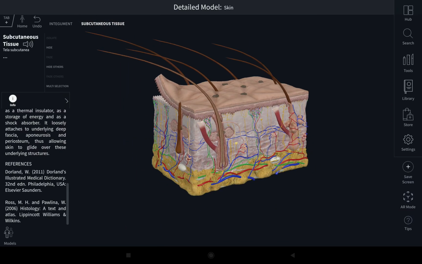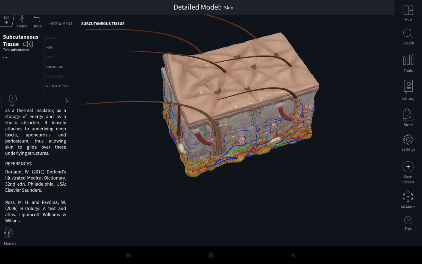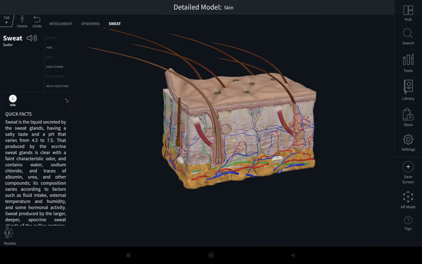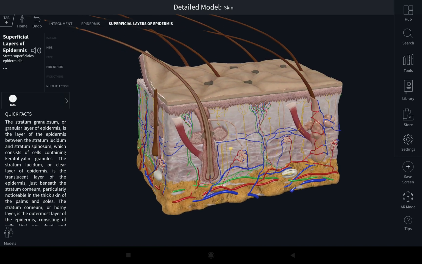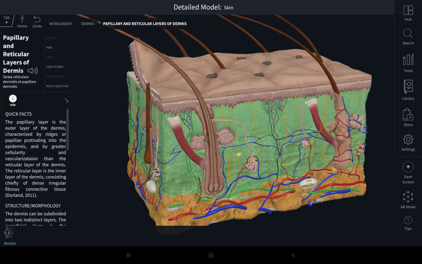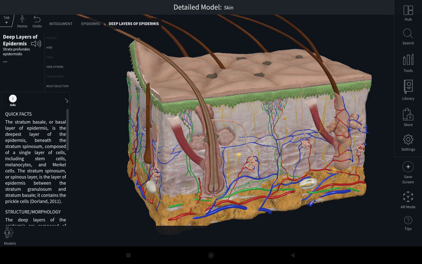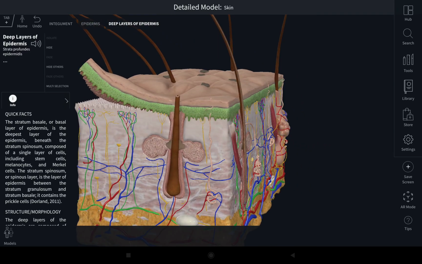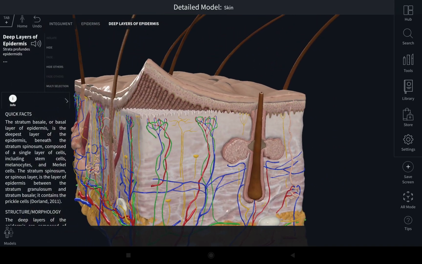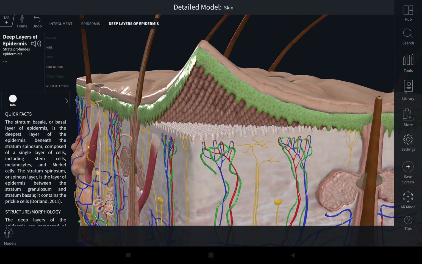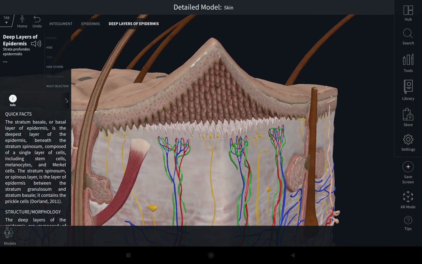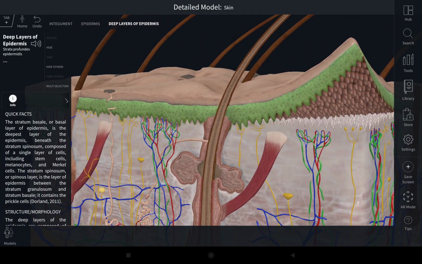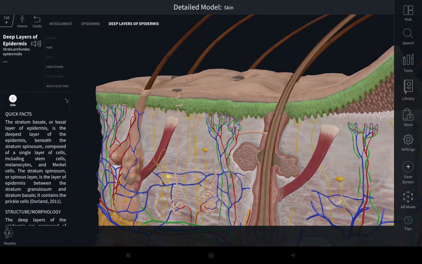Now, see the different structures of the skin. This is the superficial layer of the epidermis. This is the deep layers of the epidermis. Look very carefully. This is the deep layer of the epidermis.